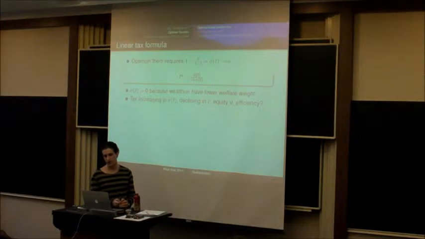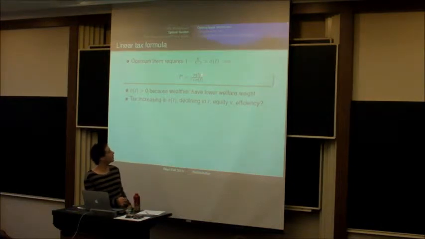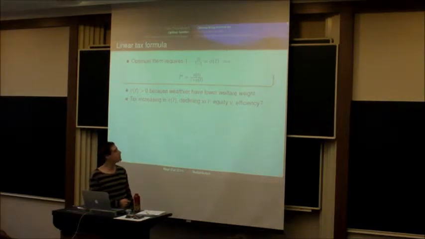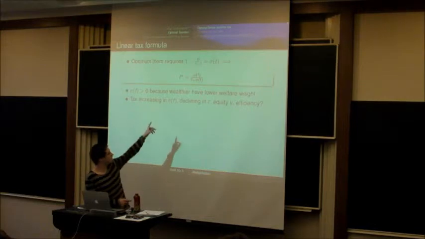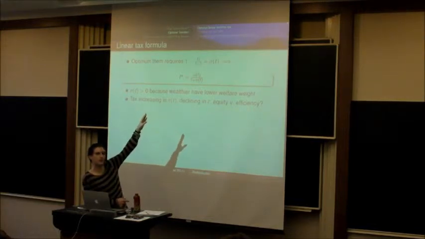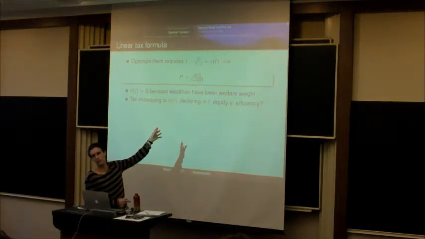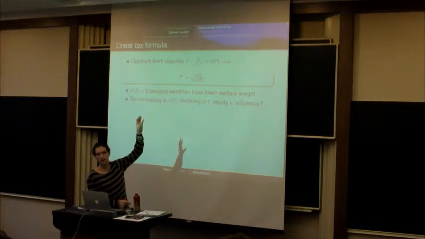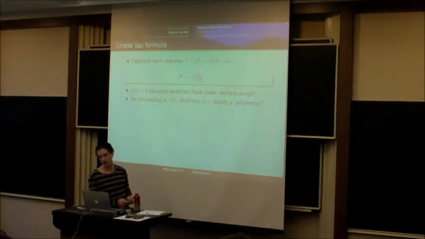As sigma increases, that's going to increase the optimal tax rate. As epsilon increases, that's going to decrease the optimal tax rate. If you increase epsilon, that increases the denominator, decreasing the whole expression. If sigma increases, that increases the whole expression. And this captures the basic equity versus efficiency trade-off that we were talking about.